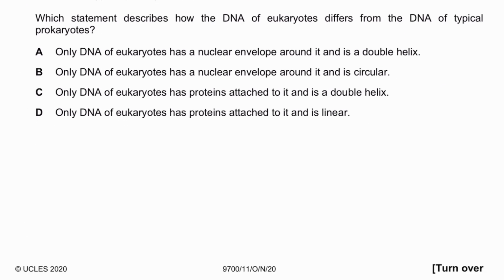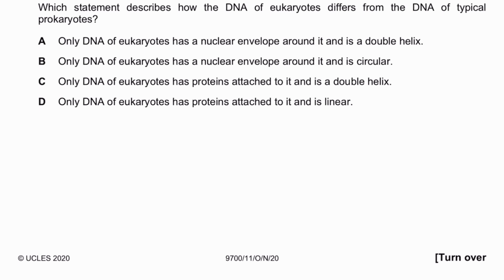The DNA of typical prokaryotes is naked and circular. Which statements describe how the DNA of eukaryotes differ from the DNA of typical prokaryotes? Okay, the DNA in eukaryotes has a nuclear envelope around it and is a double helix. Actually, DNA in eukaryotes and prokaryotes is a double helix. The only difference is that in eukaryotes it's linear, in prokaryotes it's basically circular. And so only DNA of eukaryotes has a nuclear envelope around it and is circular.